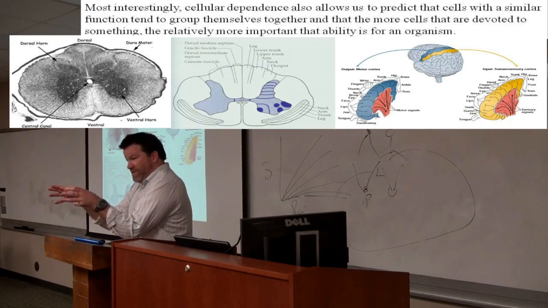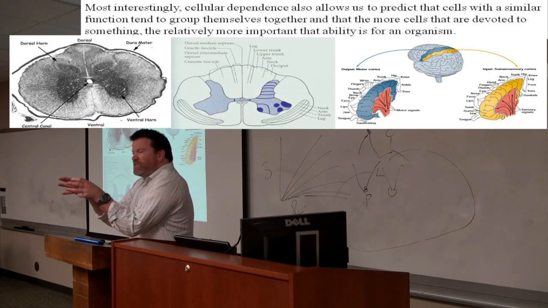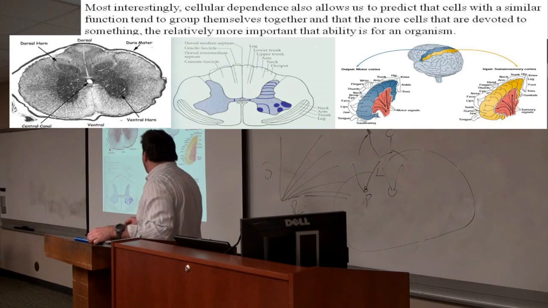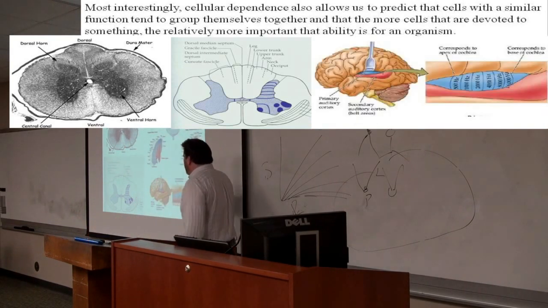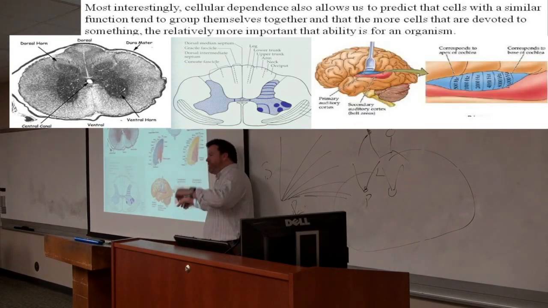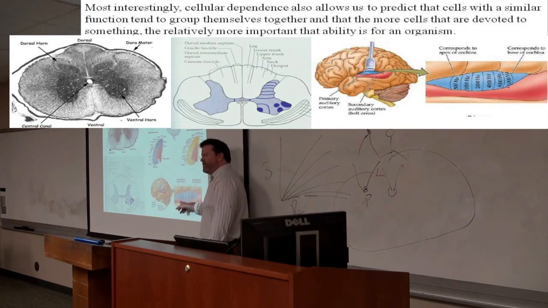This is awesome. This is even true at a micro level. If you were to go into your auditory cortex where you hear, you find there are cells devoted to very specific frequencies of sound. And, this is what's cool, there are more cells devoted to the frequencies of human voice. This is a powerful idea. The cellular dependence idea is extremely predictive.